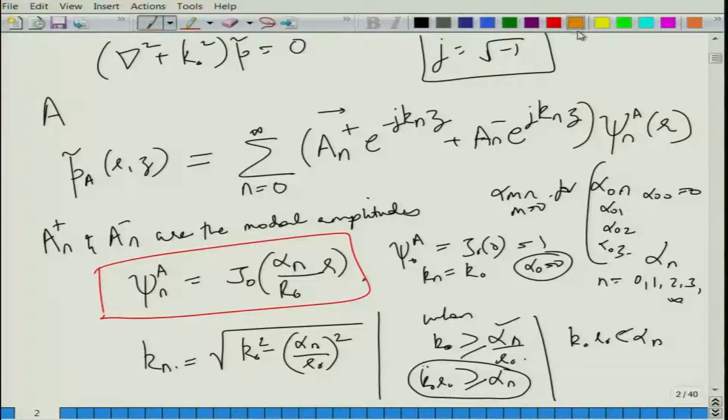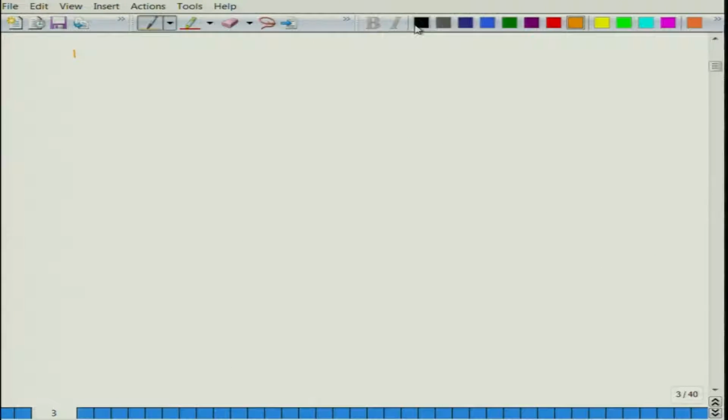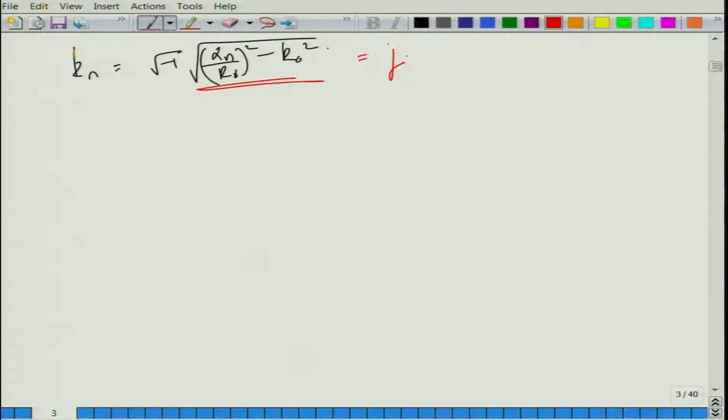What we have is a real number, okay, there is no problem in that. But now when k naught is such that this is less than alpha n by r naught, then the trick happens that the root over k naught square minus alpha n by r naught square becomes a purely imaginary number. So, k n in that case we can write as root over minus 1 times alpha by r naught square minus k naught square. So, this is greater, okay. So, here you will have j times the entire argument, which is of some positive number.